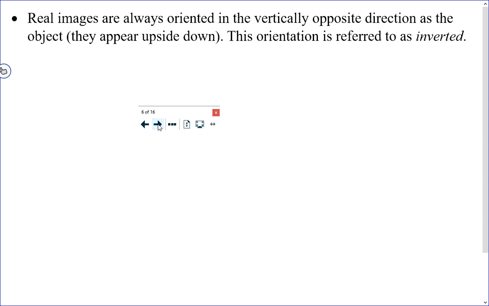Real images are always oriented vertically opposite as the object. Just like in the demonstration, the candle flame was upside down. All real images will be upside down, and we refer to that orientation as inverted. So real images are always inverted, and if you ever see an image that's inverted, it has to be real. Real images are always inverted, and every inverted image is always real.